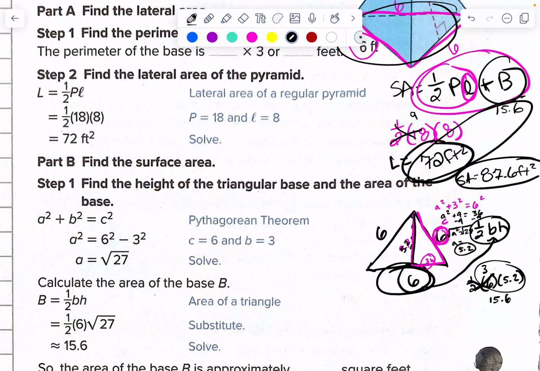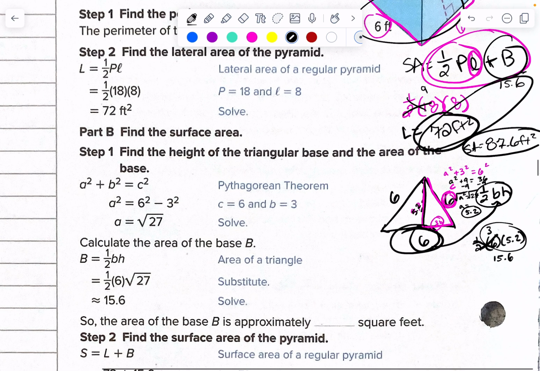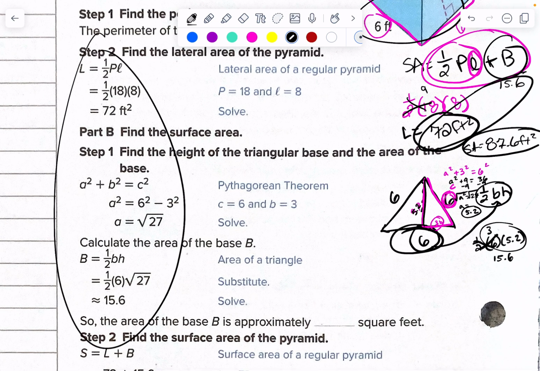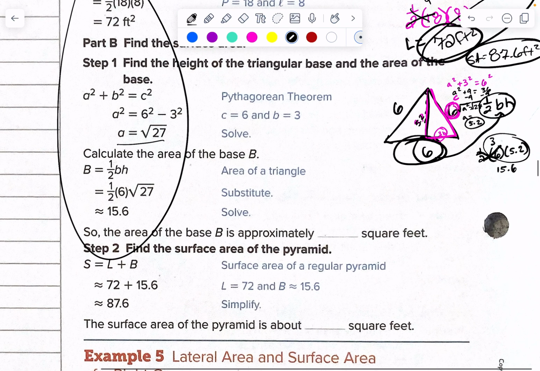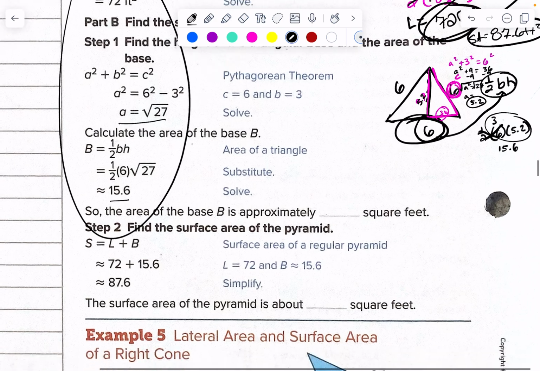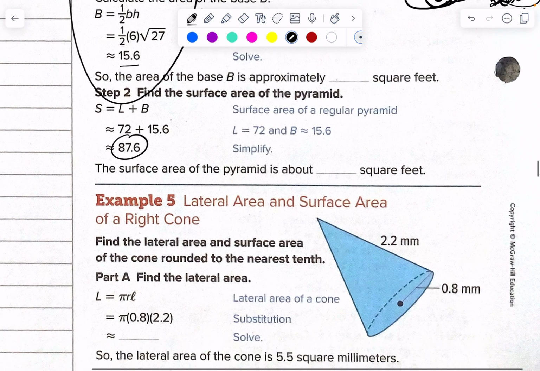I'm going kind of fast through these, so if you get confused, you can go ahead and stop or backtrack, whatever. But you can look at their work also. They did the Pythagorean theorem just like we did to find that height. 15.6 was their area of the base. They add them together. Same thing as what we did.